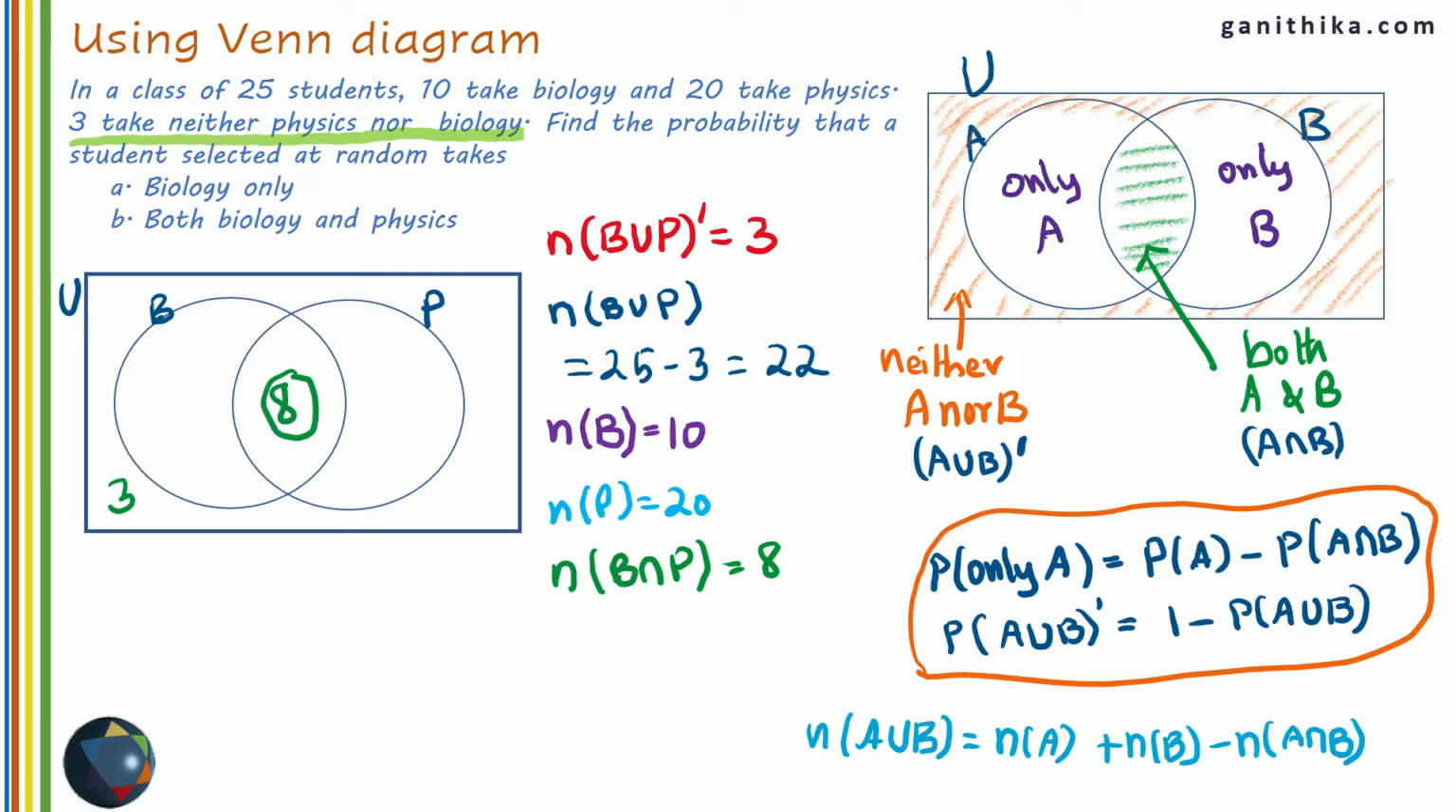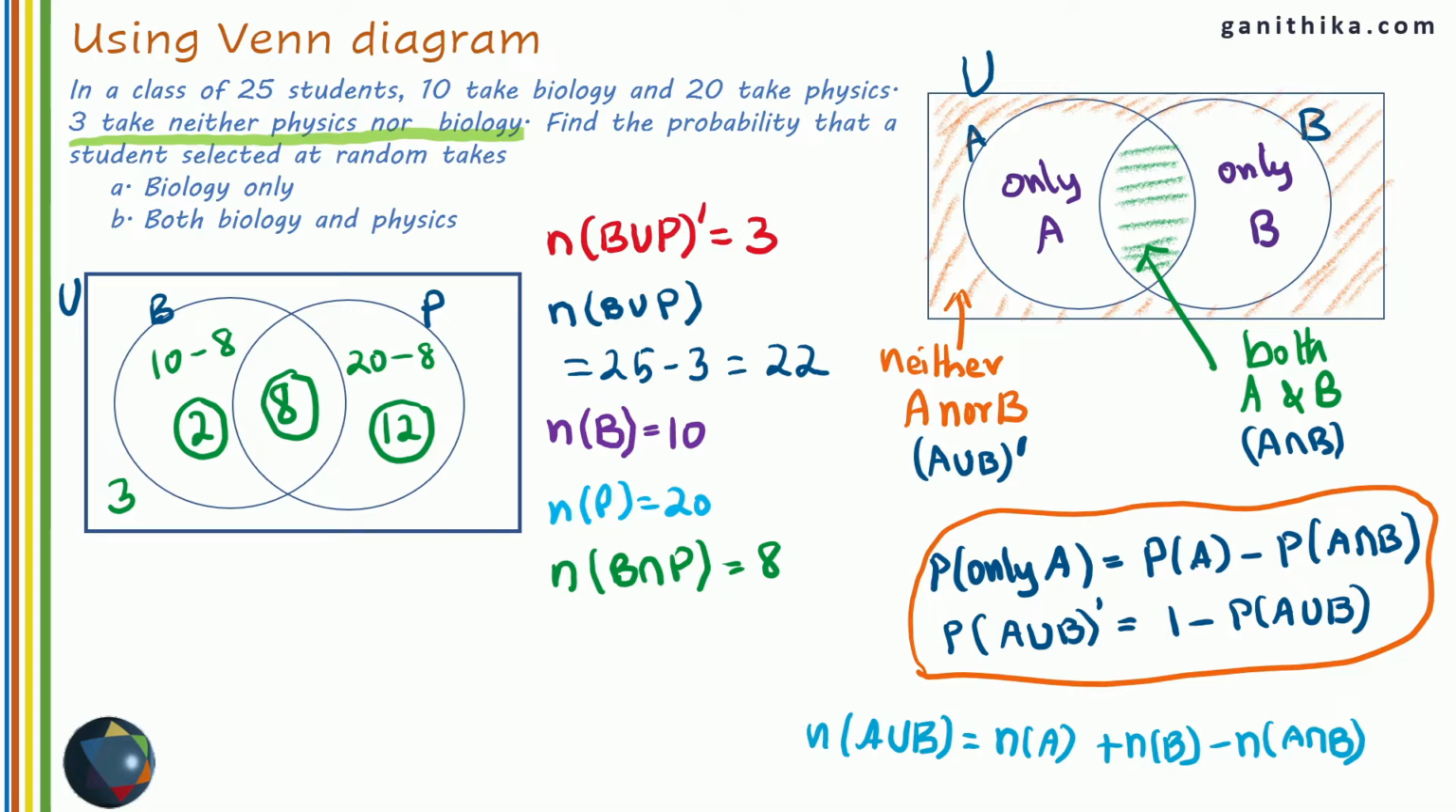Once you write this, then you can easily find what is only B, which is 10 minus 8. There are a total of 10 people who have taken biology. Out of 10, 8 people have taken physics also. So only biology will be 10 minus 8. Only physics will be 20 minus 8. Out of 20 people who have taken physics, 8 of them have taken biology also. Therefore, only biology there will be 2 people. Only physics there will be 12 people. So 2, 12, 8 and 3 are the important numbers that you need to fill this Venn diagram with.